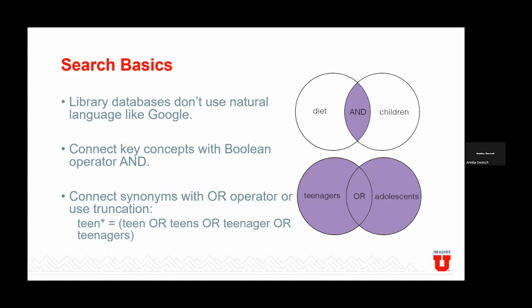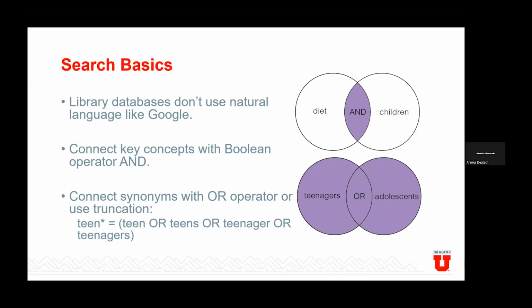And so it's important to distill your research question or topic into keywords or key phrases, and consider related or synonymous words or phrases too. So in this example here, we use these Venn diagrams to look at Boolean operators, which may be a familiar term to you, but in libraries, we use them in our library databases.